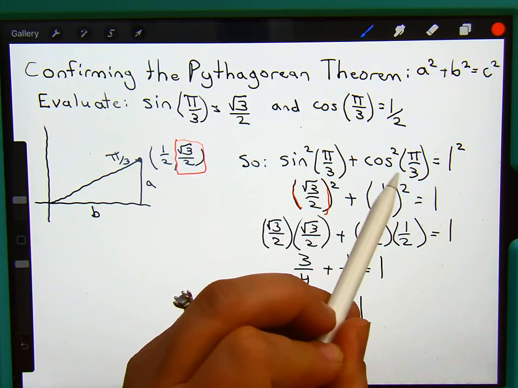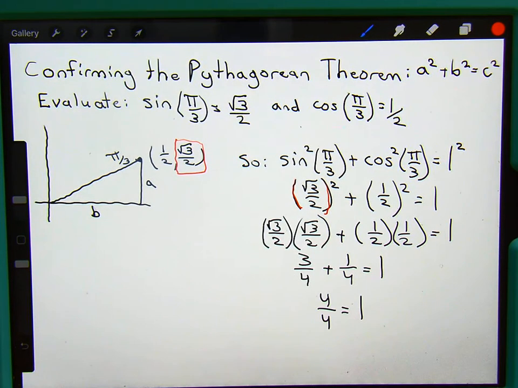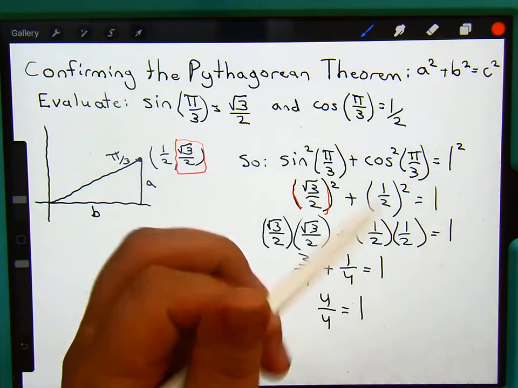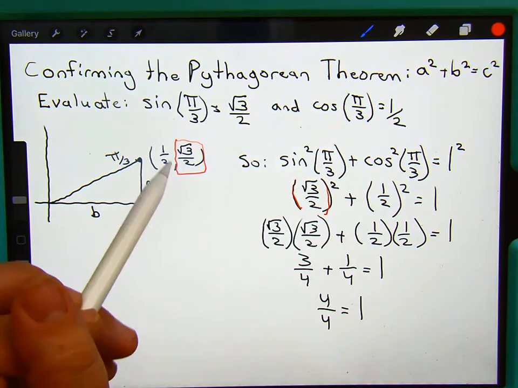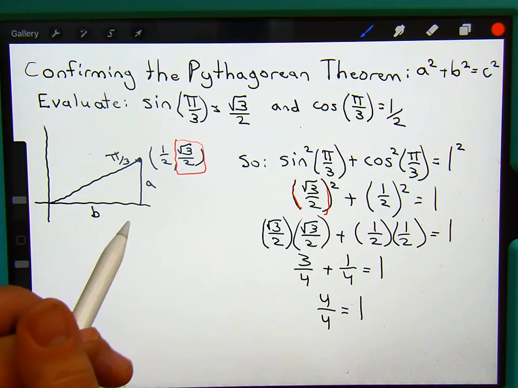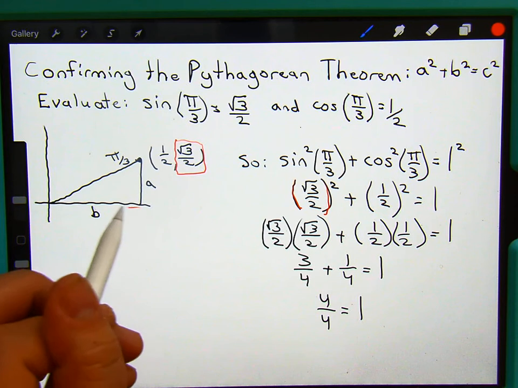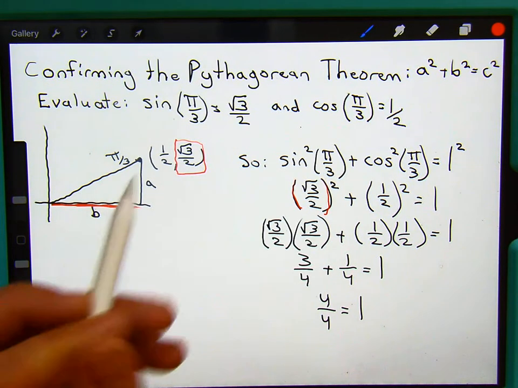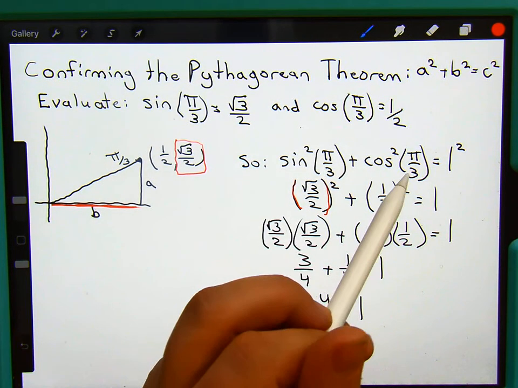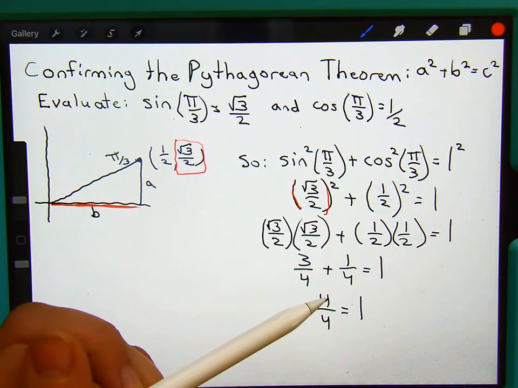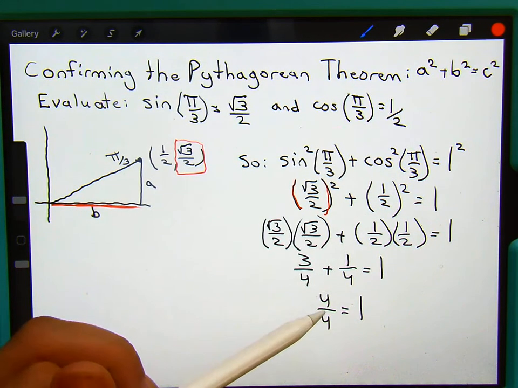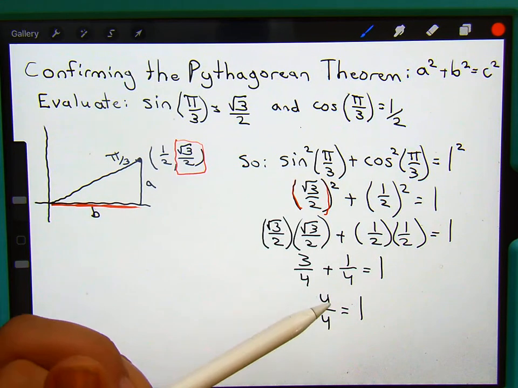So we do the same thing for our cosine. You can go to your calculator and hit cosine of pi divided by 3 and hit enter, and you'll get 1/2. And so we're going to take that value, the cosine, which is the same thing as my b, that's this length here, it traveled that much, and plug it in. And we're going to square it.